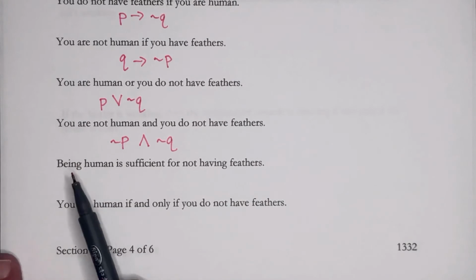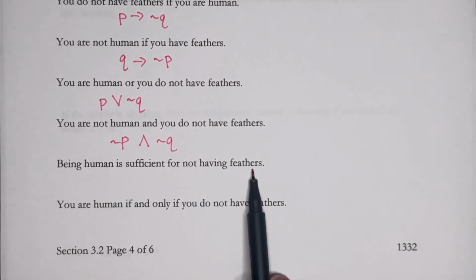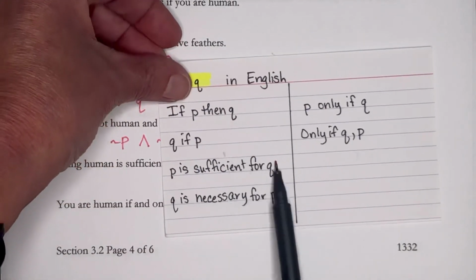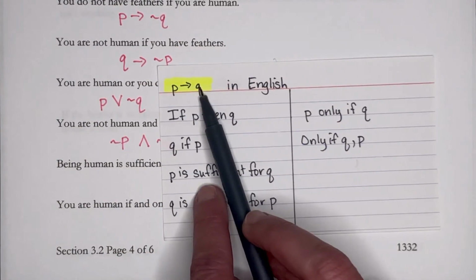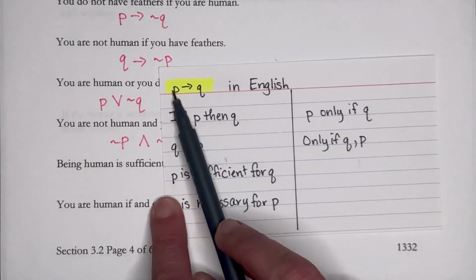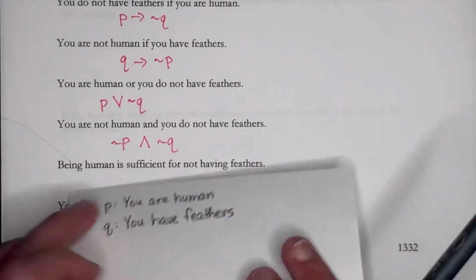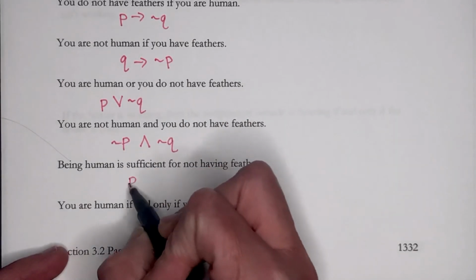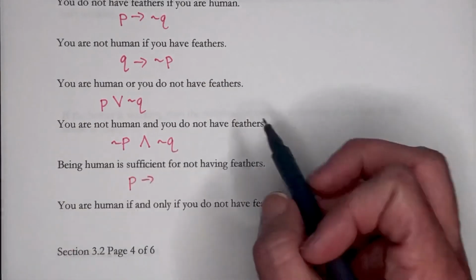Being human is sufficient for not having feathers. Now remember, P is sufficient for Q. It's the same thing as if P, then Q. So P is sufficient, so whatever comes first, the sufficient part should come first. So being human is sufficient. Well, being human, that is our P statement, is sufficient for not having feathers, and that would be not Q.